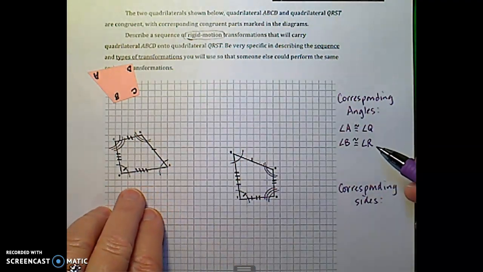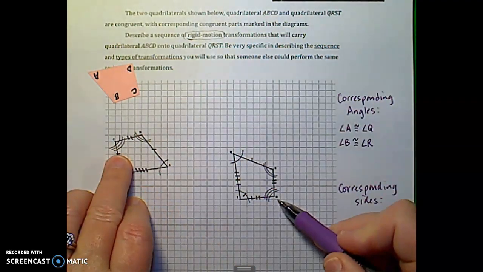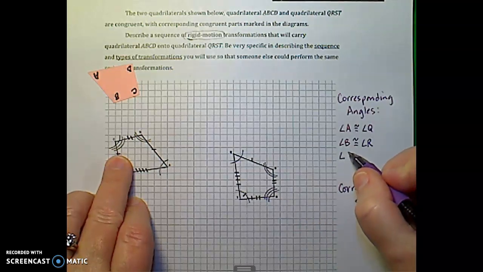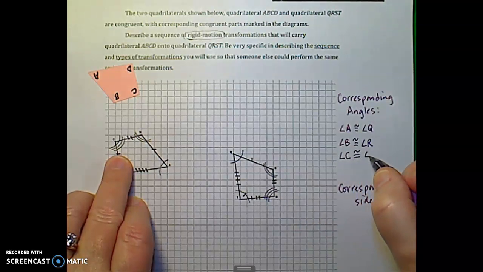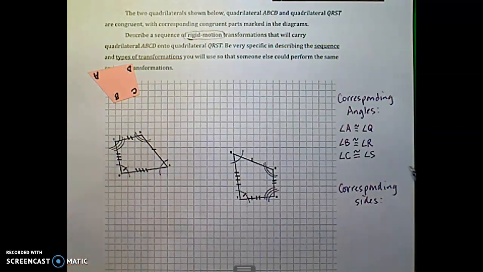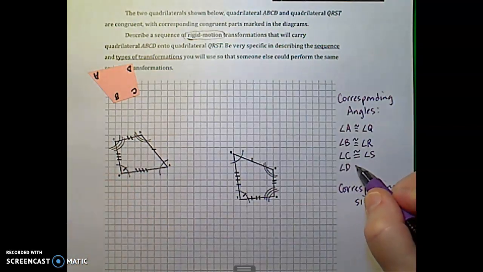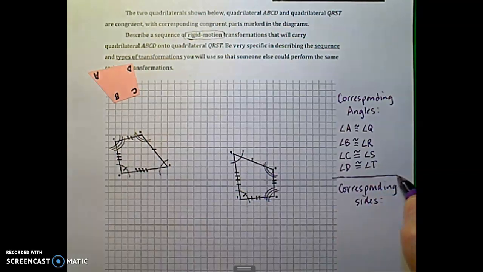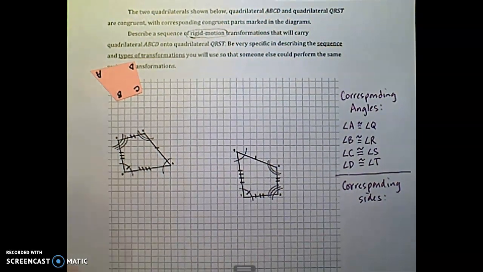And then what's the third one? Angle C and angle S. Angle C is congruent to angle S. And then the last one, angle D, is congruent to angle T. Okay, so we have corresponding angles on these 2 congruent shapes. How about the corresponding sides?